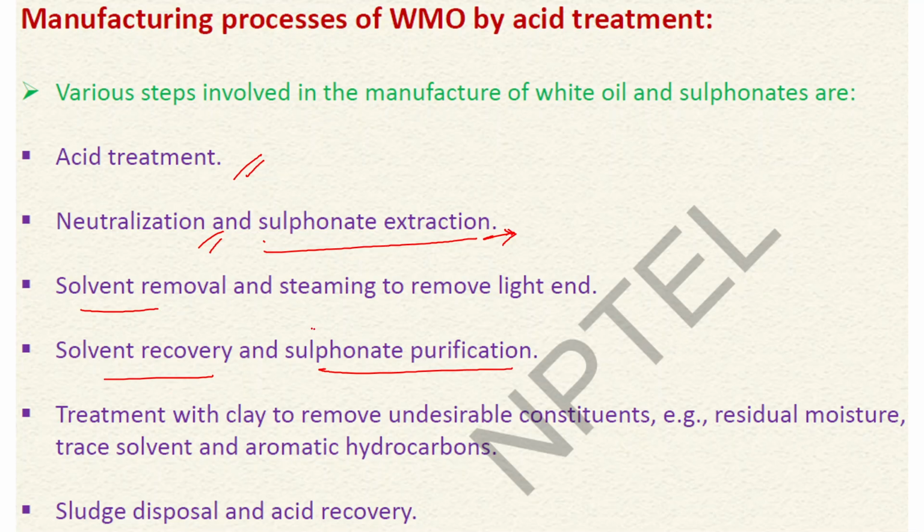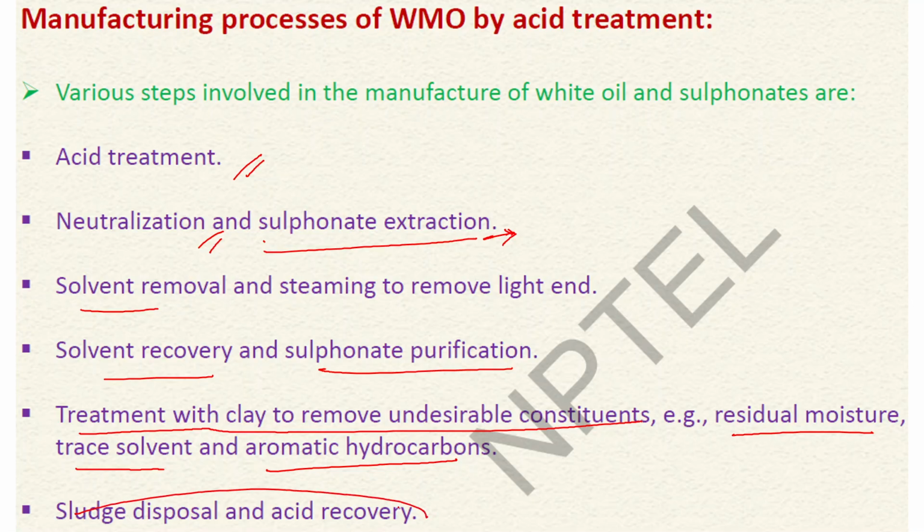Further, after the solvent recovery and sulfonate extraction, the oil is treated with clay to remove undesirable constituents such as residual moisture, trace solvents, and aromatic hydrocarbons. And after that, sludge disposal and acid recovery take place. Finally, we get the white mineral oil.